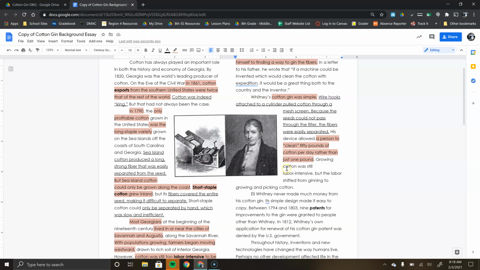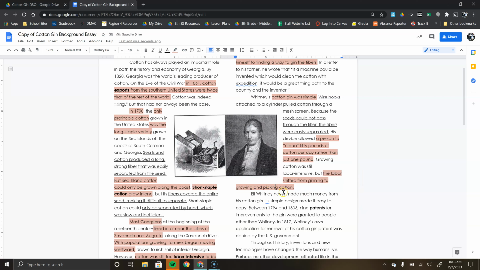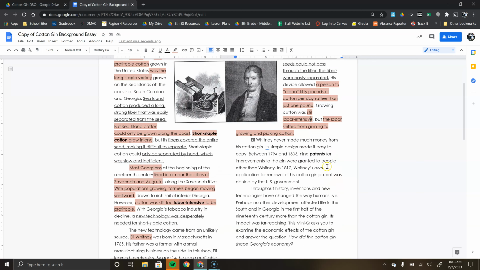So now cotton is still labor intensive. But the labor is shifted from ginning the cotton, which means, remember, separating those fibers, to the growing and the picking of the cotton, right? So we know that it is still labor intensive. Let me go ahead and highlight that too, because that is important. It takes a lot of manpower and a lot of work in order to get it done, but it's no longer the ginning, the separating, it's now the growing and the picking that's the labor intensive part.